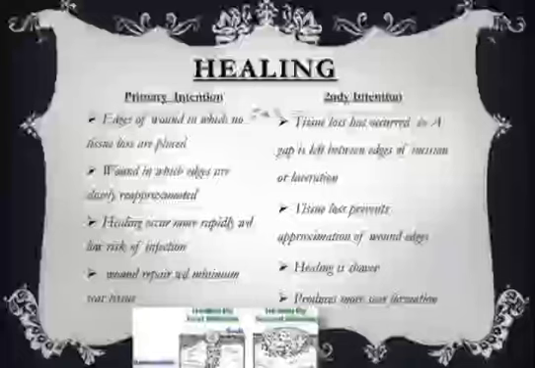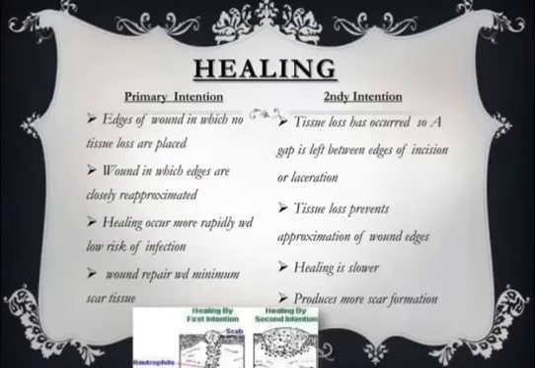Secondary intention: tissue loss has occurred, so a gap is left between the edges of the incision or the laceration. Tissue loss prevents approximation of the wound edges, healing is slower and produces more scar formation. Primary intention wound repair lessens the amount of reepithelialization, collagen deposition, construction and remodeling. The primary closure should be performed within 6 to 8 hours of trauma, but vascular areas may be closed up to 24 hours.